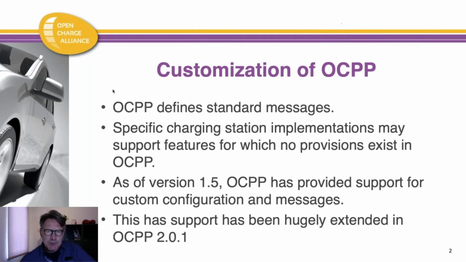So the OCPP protocol defines a set of standard messages for a generic organization and a central system. But specific implementation may, of course, require features that are not supported by OCPP. So as of version 1.5, OCPP has provided support for custom configuration and messages. And we have hugely extended these possibilities in OCPP 2.0.1. We will first explain what's now possible in 1.6.